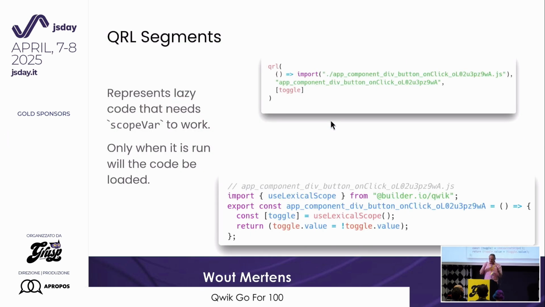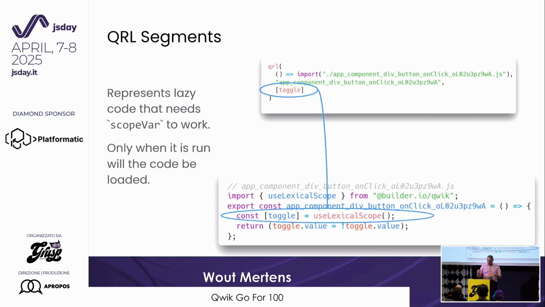So these chunks, we call them QRL segments. And internally, it's an object. So QRL is a function. And it just writes down: here's the function you need to call to get the code lazily. Here's what you can call it. And here are all the variables that it uses. And then the segment itself has this use lexical scope function that it gets from the framework. And with that, it can ask for its variables. And all of that is just automatic. You don't have to worry about it. It's just fun to know.